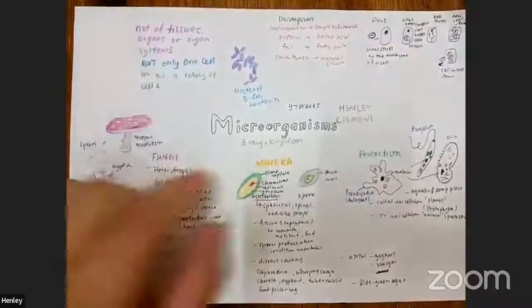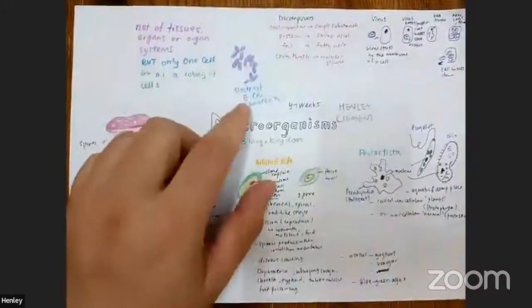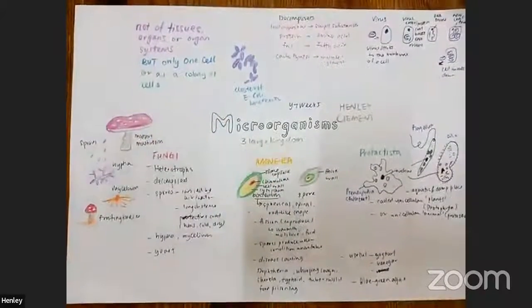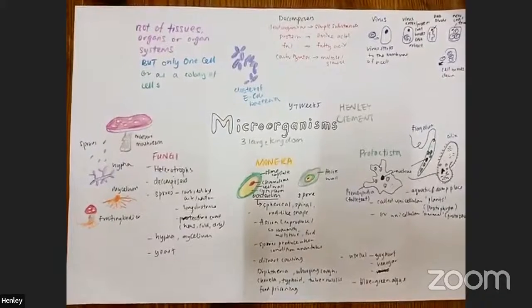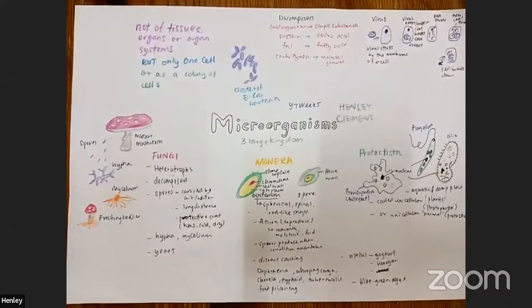For example, this is a cluster of E. coli bacteria. We can observe some of them, because they are already in a colony, a cluster.